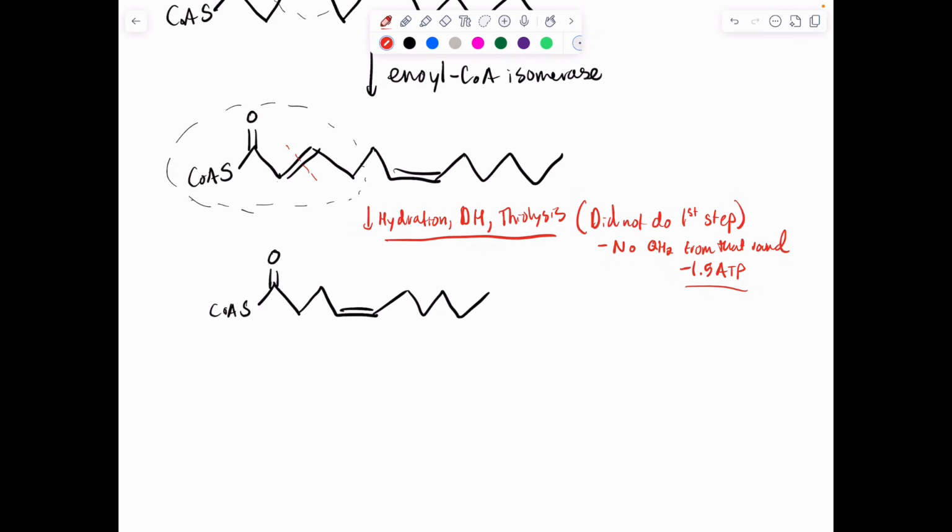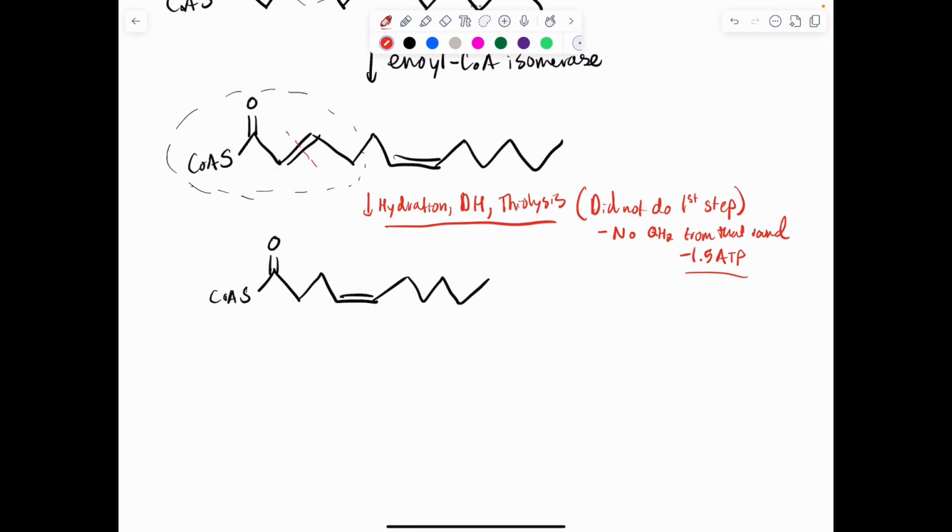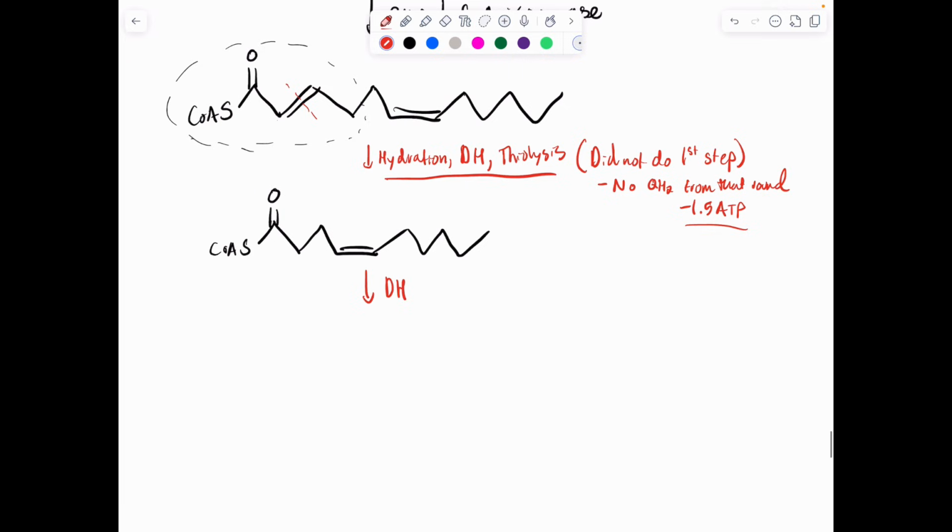All right, then next, you continue on beta oxidation. And if you continue doing this, you would do your dehydrogenation. So we continue, and this is the first dehydrogenation step, and you would get a molecule that now looks like this. I'm going to draw it here.